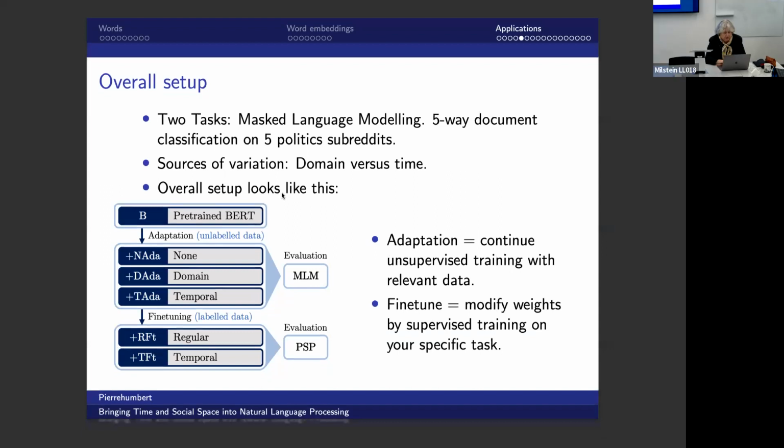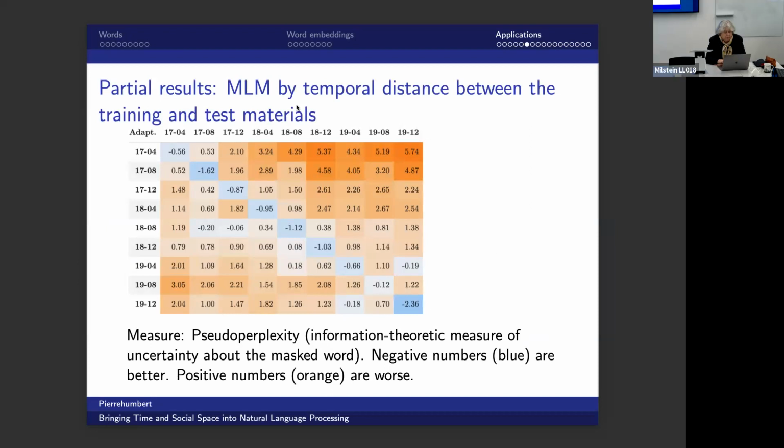So I'm just going to show you, this is again just part of the results, but let's look at masked language modeling according to the temporal distance between the training and the test materials. The measure here is pseudo-perplexity, which is an information theoretic measure of uncertainty about the masked word. So if your model's doing better, you expect that your prediction should be better about which word was masked. So that means negative numbers, an improvement in pseudo-perplexity, you want to see that, that's in blue.